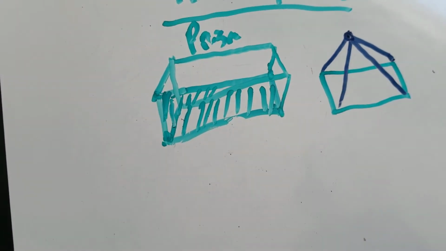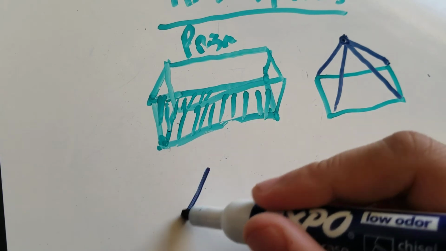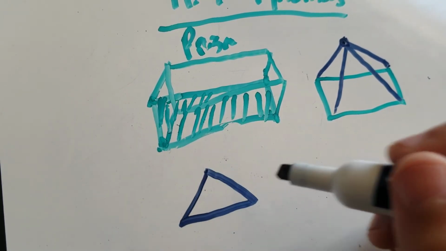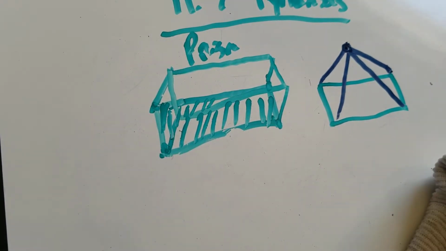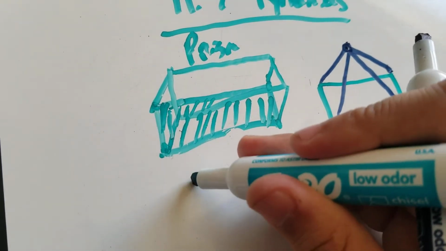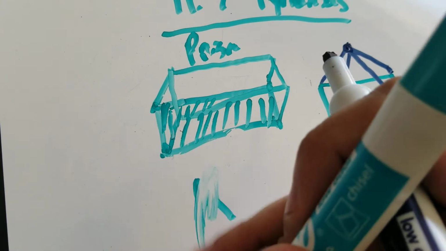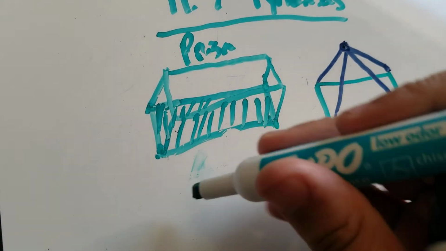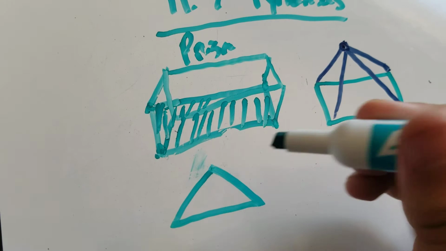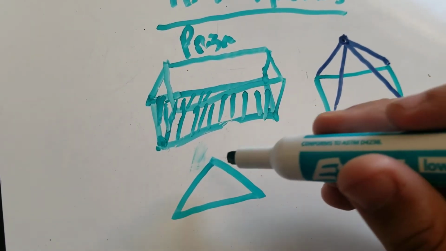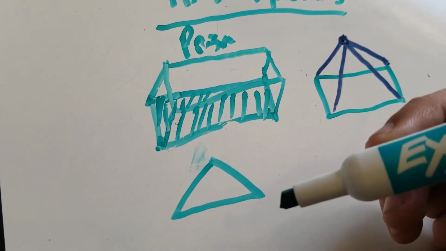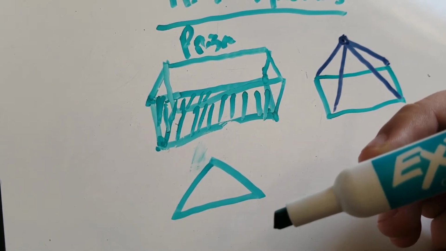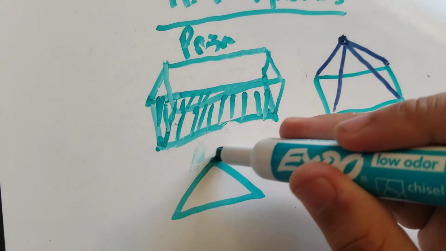Okay, let me do it with a triangle. So a triangular prism, I should use the light blue as my base. It's going to look like this. So here's your base. Let's make it a little bigger. When I say a triangular prism, that means the base is a triangle. If I said a rectangular prism, the base is a rectangle. If I say octagonal prism, the base will be an octagon.